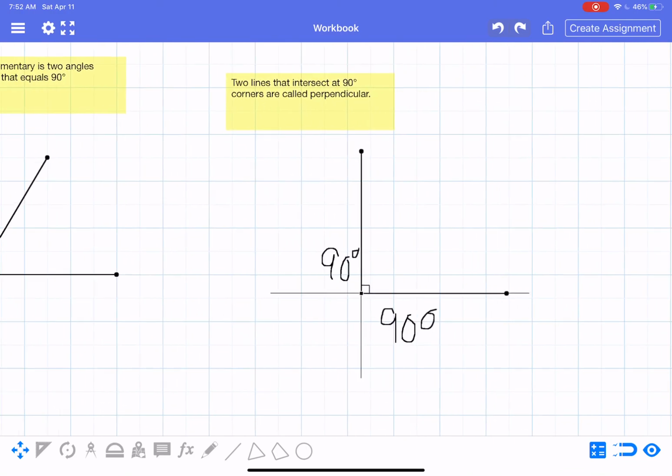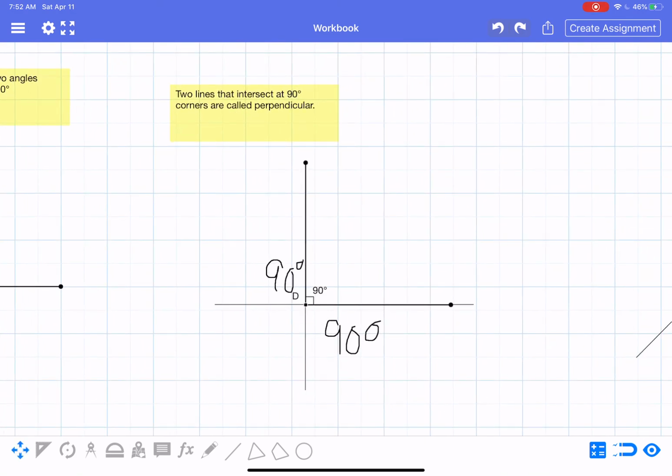Then we looked at intersections. So these two lines here, they intersect. Here's the point of intersection, and it creates 90-degree corners. If two lines intersect each other and create 90-degree angles, we would say that the two lines are perpendicular to each other. Okay? And then finally, we looked at sort of a non-example.